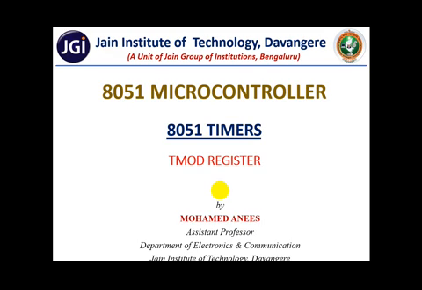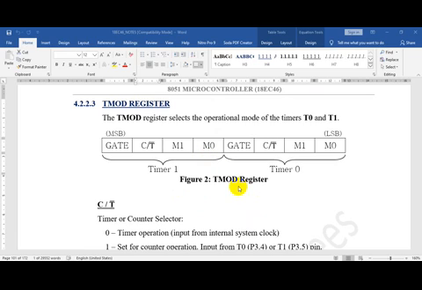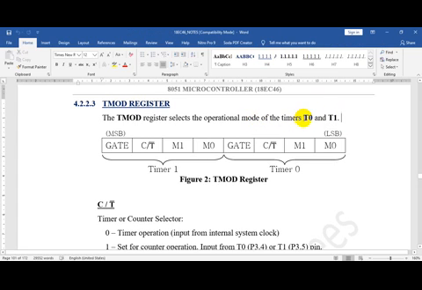In this video lecture, we shall see the TMOD register. The TMOD register basically selects the operational mode of timers T0 and T1. It's an 8-bit register and it is byte accessible. You have to write all the 8 bits at a time.